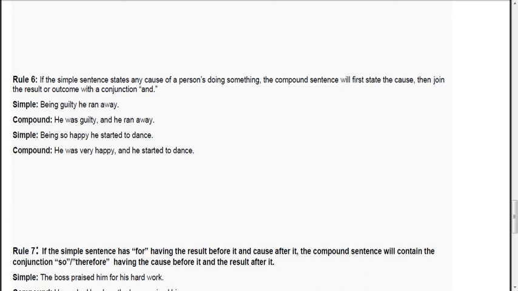Another example, simple: Being so happy, he started to dance. Compound: He was very happy and he started to dance. See, the simple sentence states a cause of a person doing something. So it's very simple. If cause and result are there, first write the cause, then write the result. In the middle there should be the conjunction and. It's very simple.